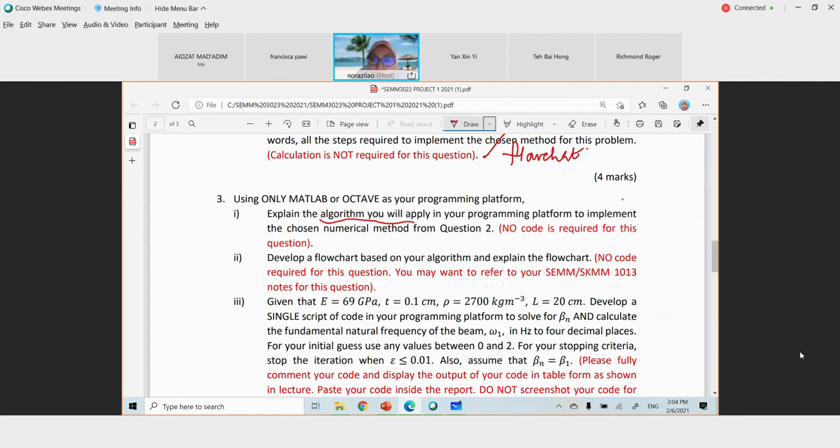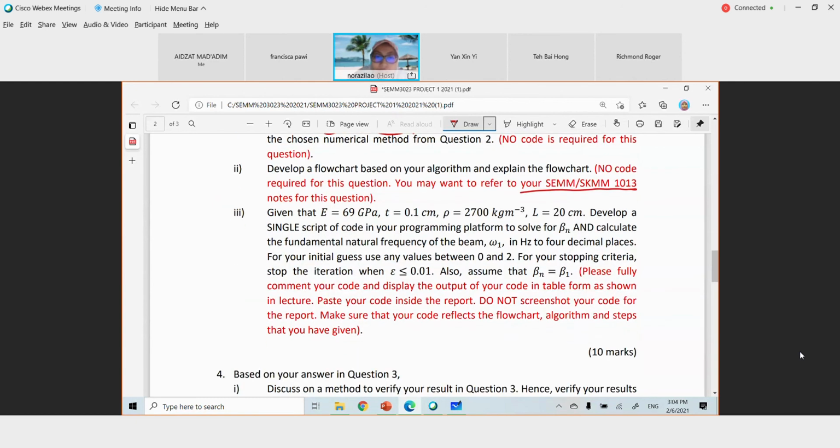Develop your flowchart based on your algorithm and explain the flowchart. You may refer to your SKMM 1013 for the programming style. And then, given the E value, T value, rho value, L value, develop the single script of code in your programming platform to solve beta and calculate the fundamental natural frequency omega 1 in hertz to 4 decimal places.